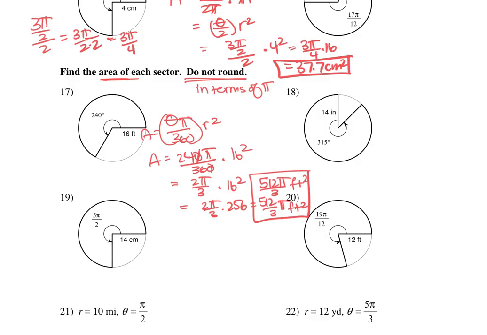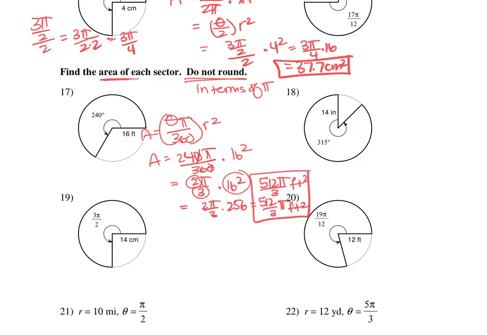Now, on your calculator, you would do 16 squared times 2, divide by 3, and then it's going to give you a decimal. And then hit your fraction to decimal key, and then use your mixed number key to make it a mixed number if you'd rather. But I would just leave it as 512 over 3 pi.